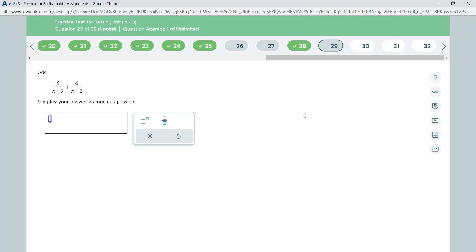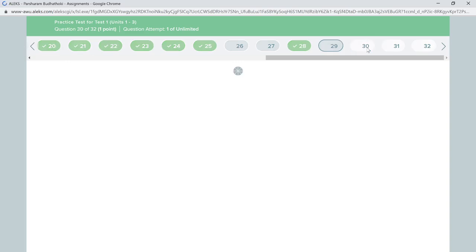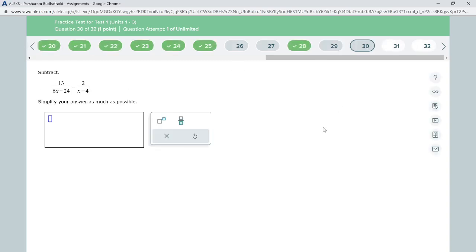And now the problem would be similar to the previous problem, so I'm going to skip that. Let's go to the next problem. Same idea, factor out 6 from here, it would be x minus 4, and the LCD would be 6 times (x minus 4), so you have to multiply the second expression by 6 to make the same denominator, and then the idea is similar to the previous problem.